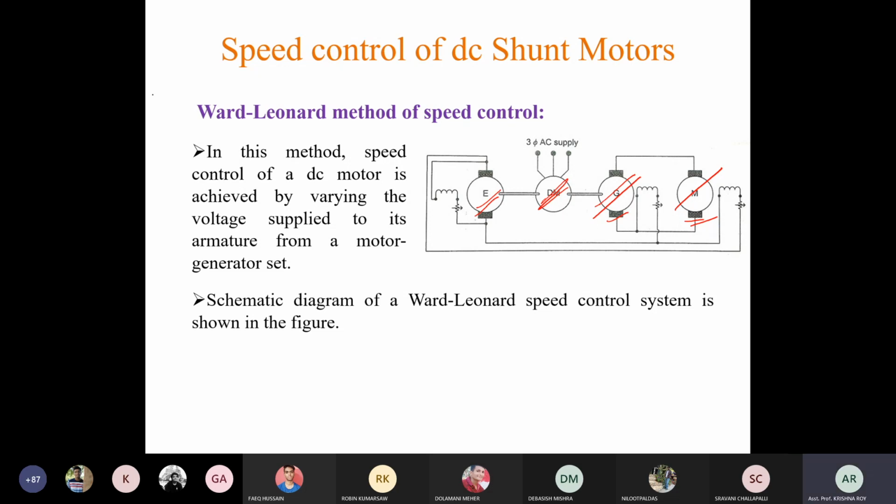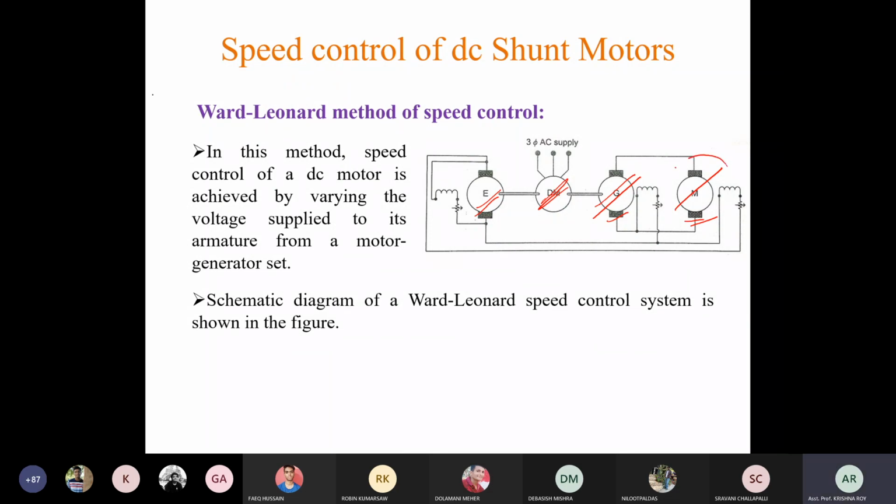Is it clear? First of all, try to understand the function of each machine. Then I will discuss the procedure, how the speed is varied.